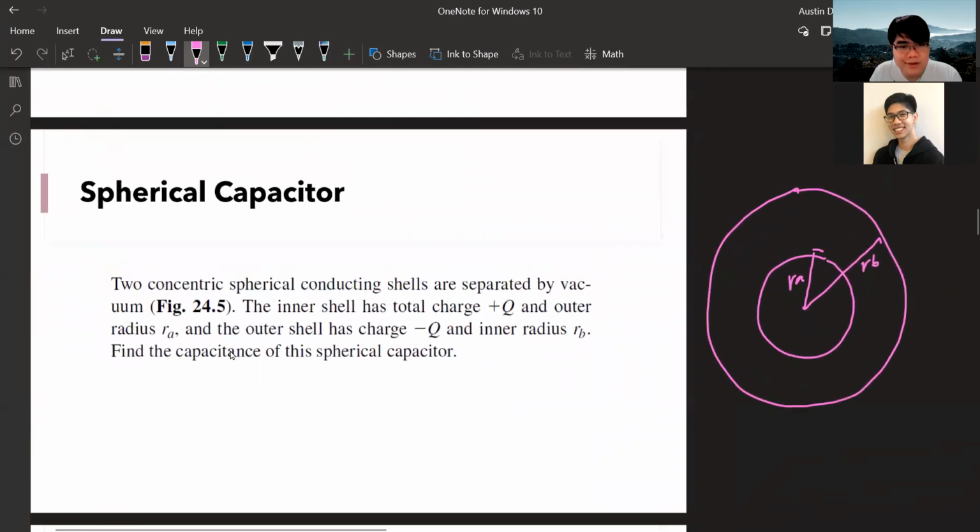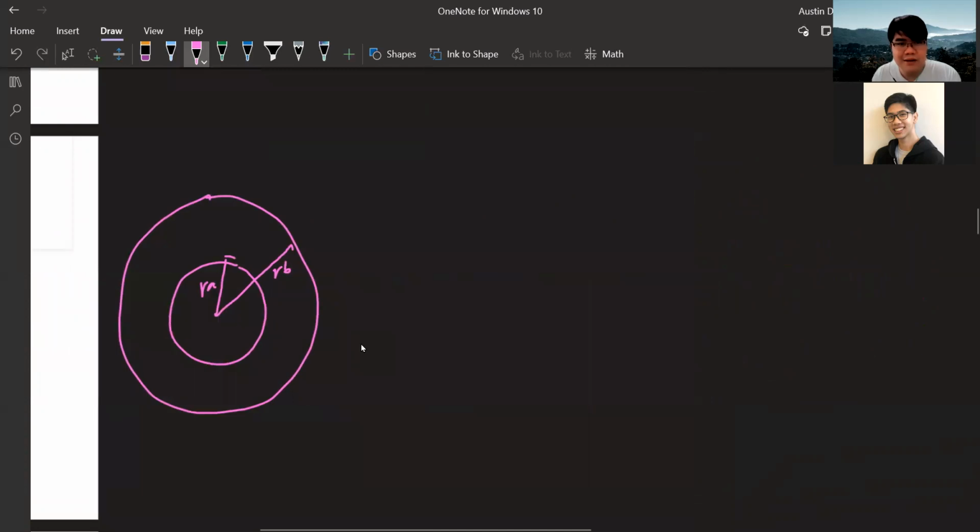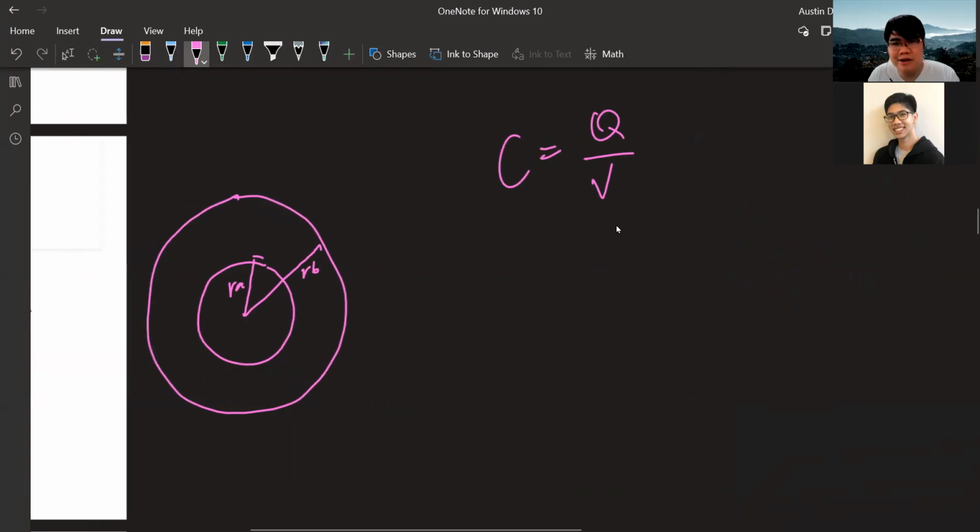So how do we do this? The problem asks for capacitance, and what is capacitance? Q over V. So let's find V. That's the important part, right? Let's find the potential difference between these two.